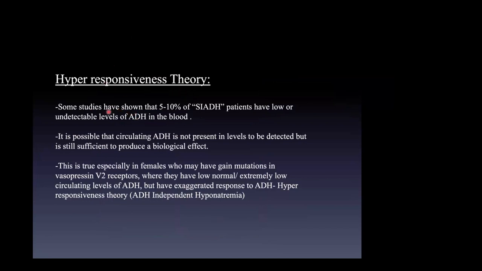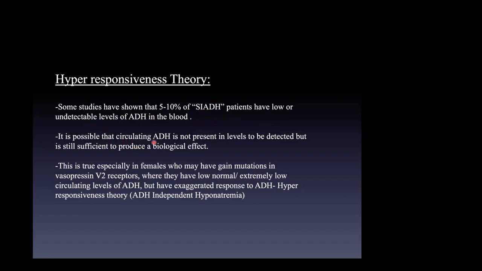Okay. The treatment is going to be the same anyways, but as a nephrologist, it's important to know what am I dealing with, yeah? So what is the hyperresponsiveness theory? I found one or two cases, and let me just read over it, yeah? Some studies have shown that about 5 to 10% of the patients who you label as SIADH actually have low or undetectable levels of ADH in the blood. So this is exactly what was happening in my patient. I had labeled her as SIADH, but when I checked her ADH level, it was either low or nearly absent, okay?